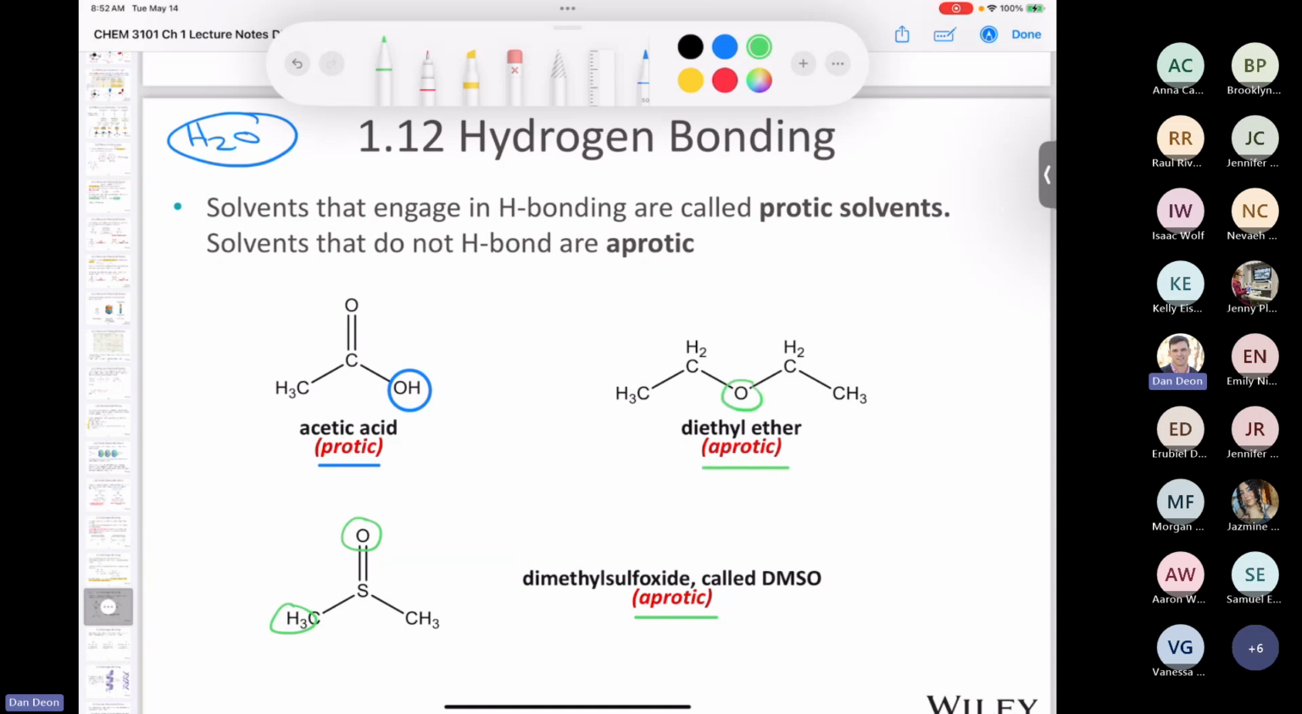You can't argue with that, but is there a hydrogen attached to it? No, right? And you're like, well, there's hydrogens in the molecule. Sure, but they're not attached to the oxygen. And so therefore, we call that an aprotic solvent.